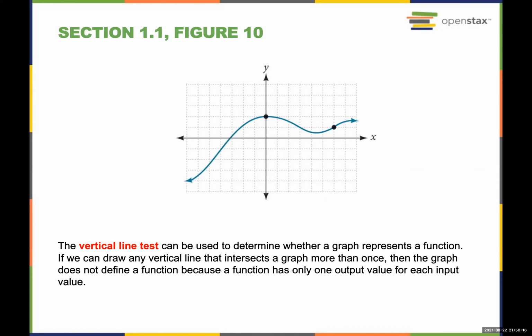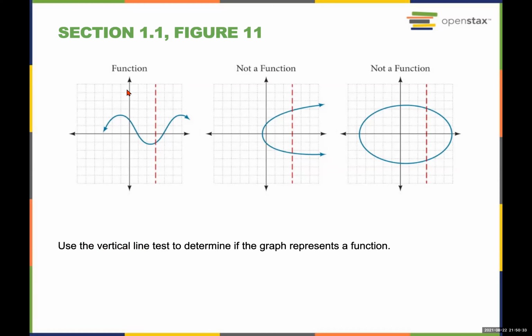Next is the vertical line test. It can be used to determine whether a graph represents a function. So all we have to do is draw a vertical line that intersects a graph more than once. Then the graph does not define a function if it's more than once. So let's check. Look at these examples here.